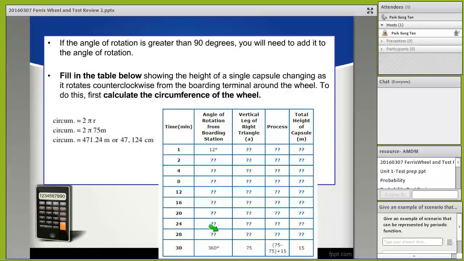If the angle of rotation is greater than 90 degrees, then you will need to add it to the angle of rotation.